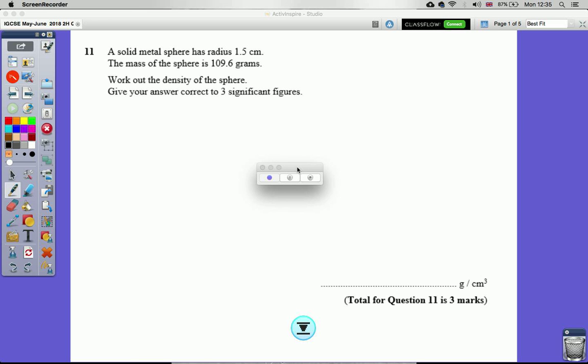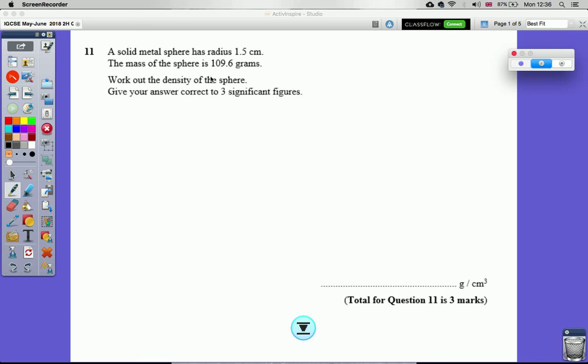Okay, we are going to start now on the third segment of this test paper, 2018 2H. So question number 11 is saying a solid metal sphere has a radius of 1.5 centimeters and the mass is 109.6 grams. Work out the density of the sphere. Give your answer correct to three significant figures.